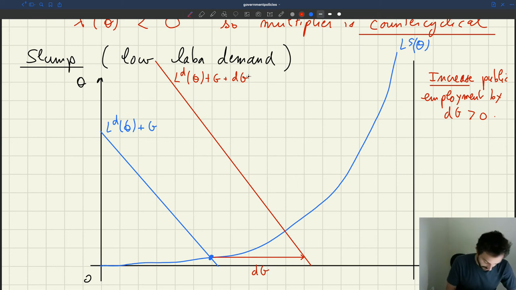But you can see, if tightness had stayed at the original level theta, we would be here, so we would have this amount of extra employment. But in equilibrium, the new equilibrium is here. It's at a higher tightness, and you can see that.